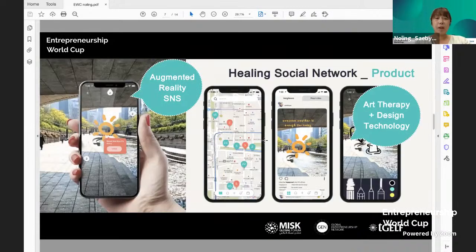Noling offers creative and interactive social network services. By leveraging AR technology, users can create location-based posting about their self-care journey, and anybody with a camera can see the others' feed, their thoughts, and creative expression, exchanging inspiration and support in our virtual healing community.